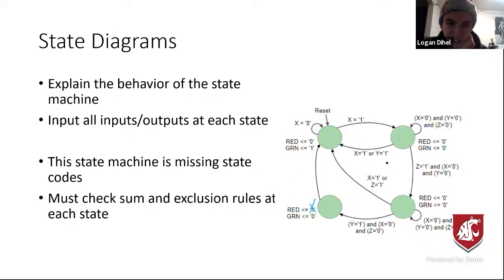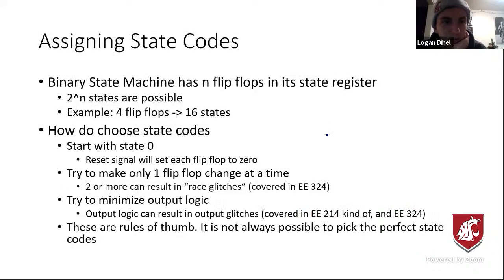So this state machine is missing its state codes. And then we also have to check the sum and exclusion rules at every state. So with state codes, here we go. A binary state machine has n flip-flops. So yeah, 4 flip-flops is 16 states.